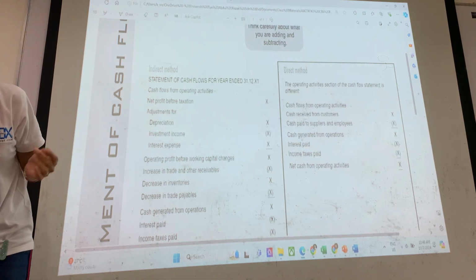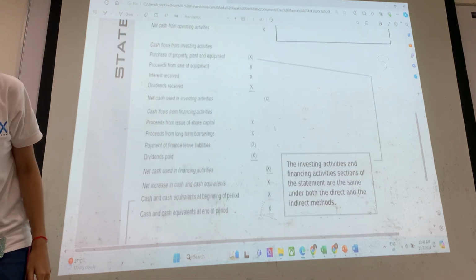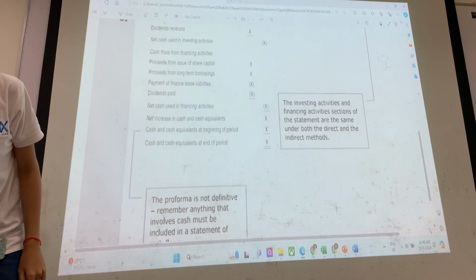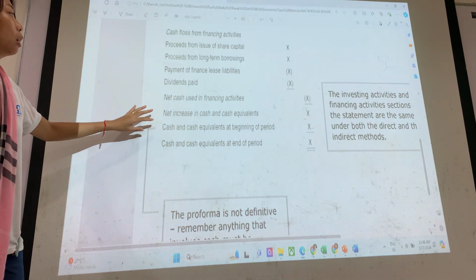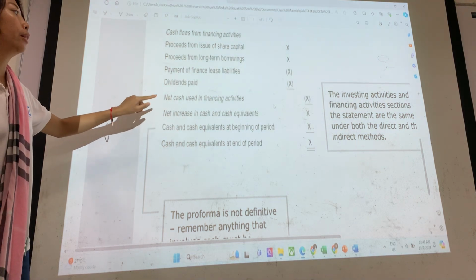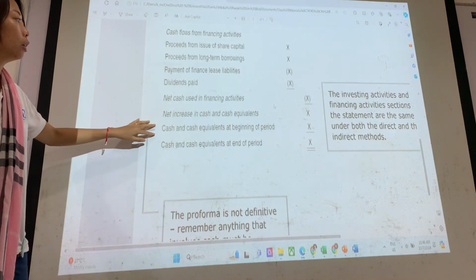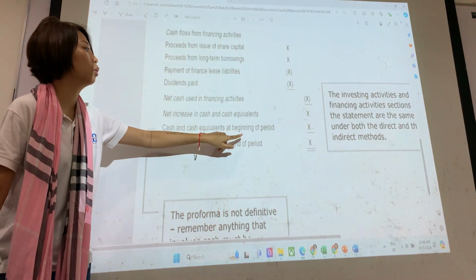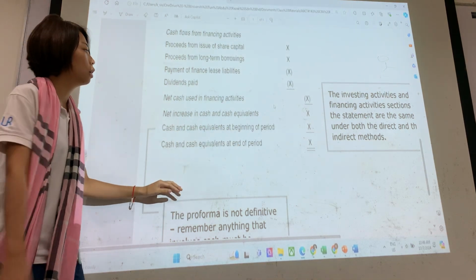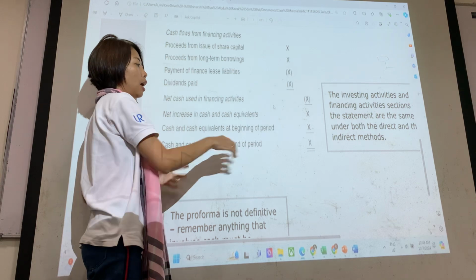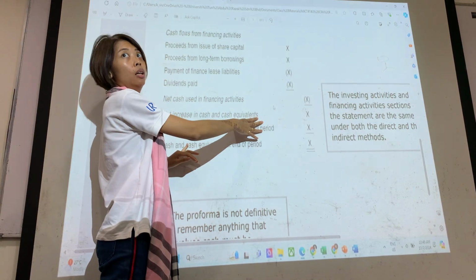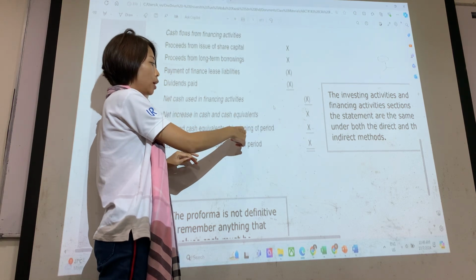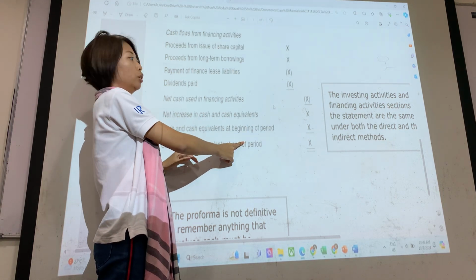Okay? And how do we know increase or decrease? It will be at the bottom. The last one, you will see net increase or net decrease. And then you will add with the brought down equal to carry down, because we always say carry down, the last day of the year, how much you have is equal to the first day of the year plus all the movement during the year, right? So movement plus brought down is equal to carry down. So this is the last part.